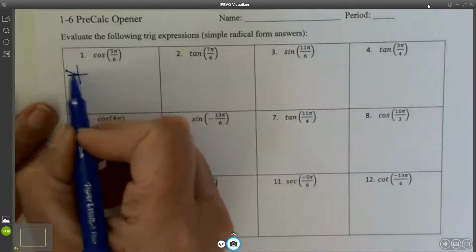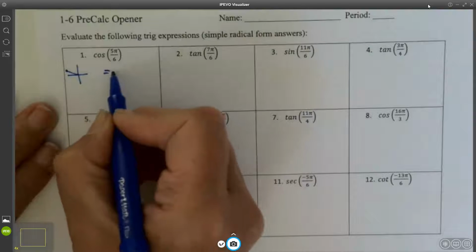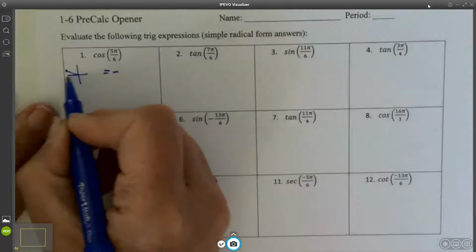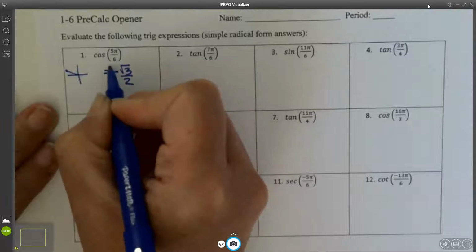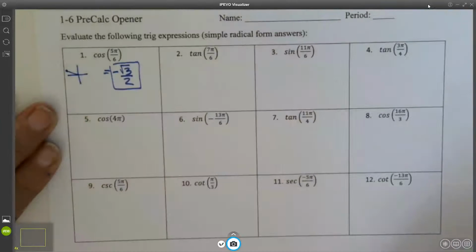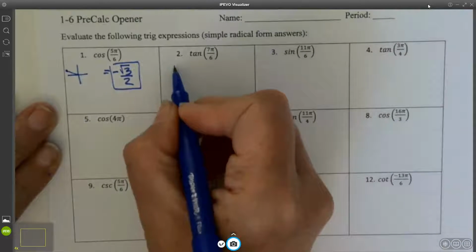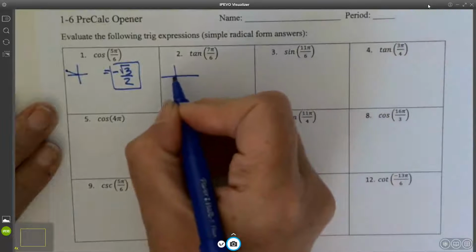And if I think about where that would be, it's going to be negative. And it's the long side of that 30, 60, 90 triangle. So it's going to be negative root 3 over 2. This next one here is the tangent of 7 pi over 6.